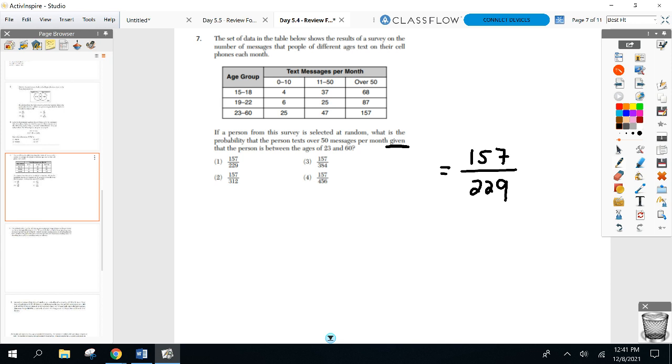Sarah, you want me to use the formula? Okay, you got it. That's fine with me. So the probability, I'm going to write this. I'm just going to put over 50 given 23 to 60. How about that? Is that all right with you, Sarah?